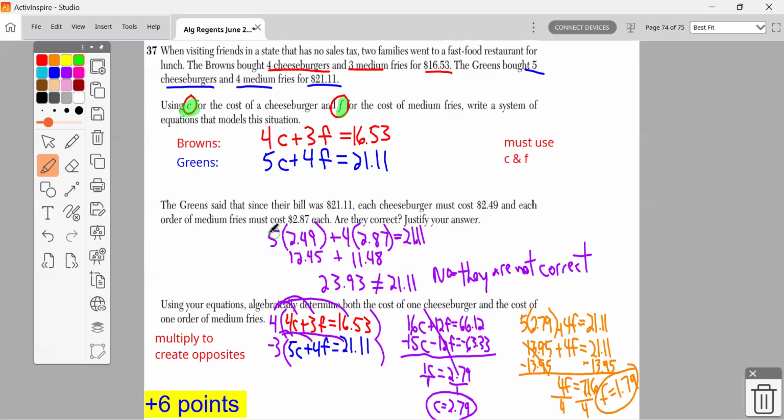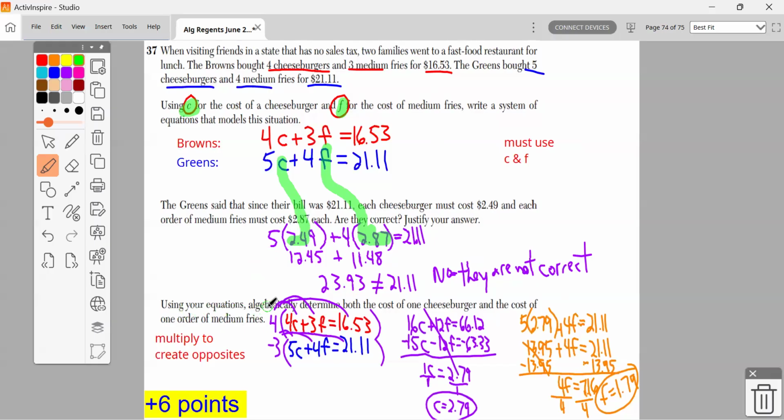For the Brown, the Green said that since their bill was 21.11, each cheeseburger must be 2.49 and each fries must be 2.87. Are they correct? Justify or answer. So if you sub in 2.49 for your C and the 2.87 for your F, we can do a quick check. 5 times 2.49 is 12.45. 4 times 2.87 is 11.48. And see if it equals 21.11. They are not equal, so are they correct? No, it did not check.